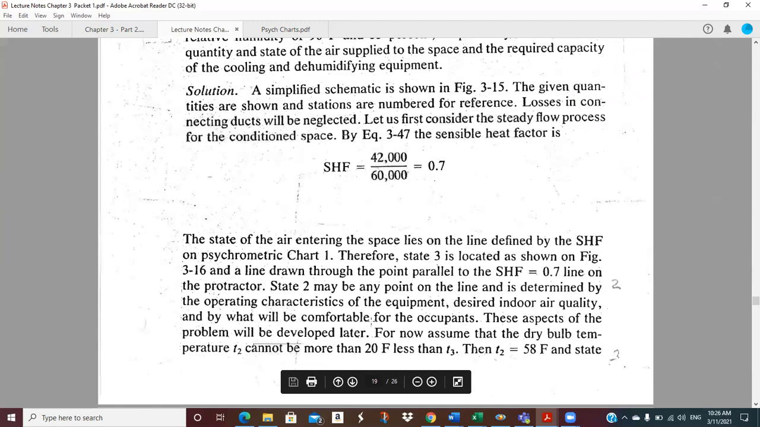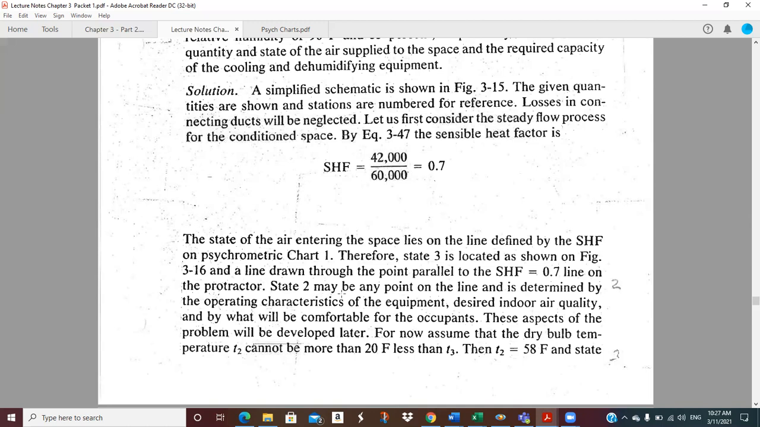Okay, so the state of the air entering the space lies on the line defined by the sensible heat factor on the psych chart. Therefore, state three is located, we talked about that, and a line is drawn through that point. You're going to draw it for cooling to the left, and for heating you'll draw it to the right, parallel to a sensible heat factor 0.7 line on the protractor.